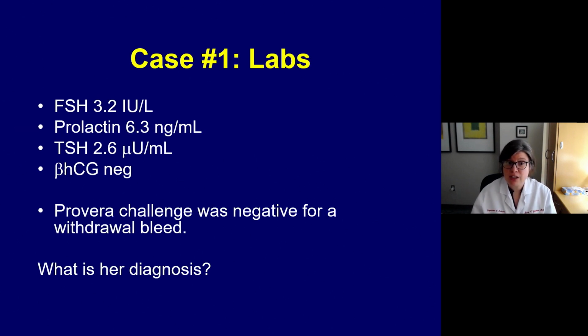So in our patient, there were 4 labs that were done. One was an FSH. The FSH came back normal at 3.2. The prolactin and TSH were normal, and her pregnancy test was negative. Subsequently, she was given a Provera challenge, which was negative for a withdrawal bleed. So my question is, what is her diagnosis? And I'll give you a couple of seconds to think about that.